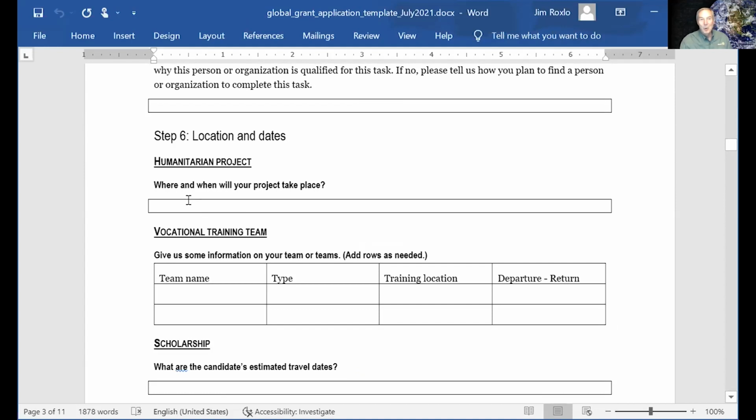Location and dates, you know where it's going to be. You probably know when it's going to be. You might end up changing that. And when it happens isn't cast in stone. Projects get delayed all the time.